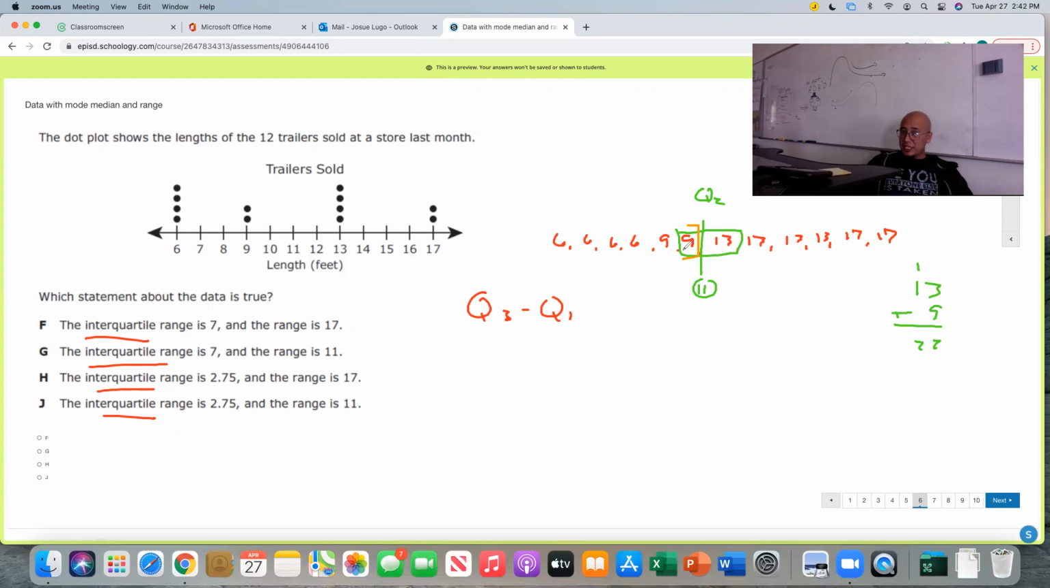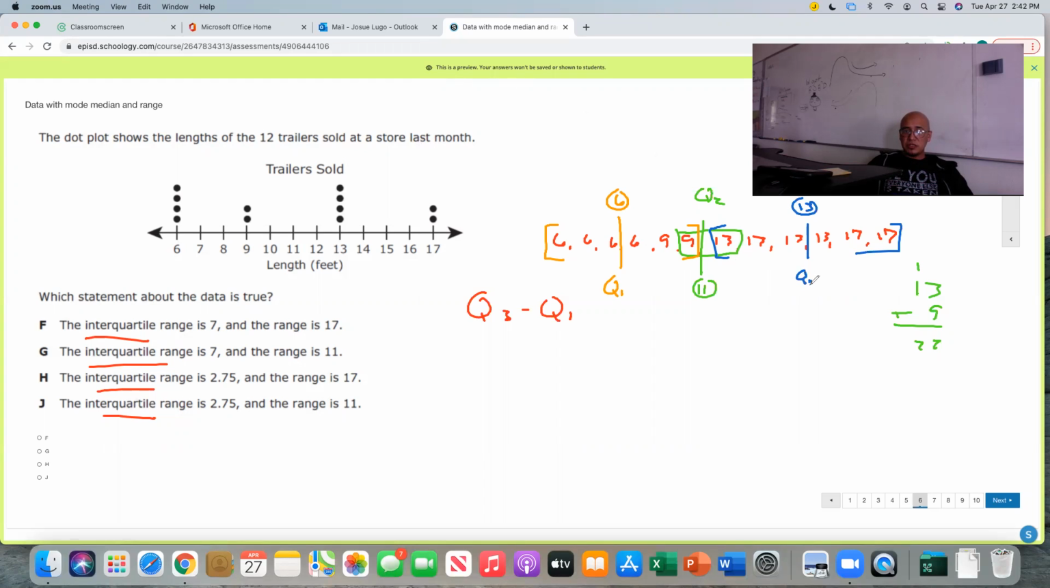Now, when I look at the lower half, 9 is not the median, neither is 13, meaning 9 is part of the lower half, and 13 is part of the upper half. So let's look at the lower half, including this second number 9, and look at which is the one in the middle here. So here I have 6 numbers. So it's going to be between 6 and 6. 6 plus 6 is 12 divided by 2. So Q1 is 6, and Q3 would be 13, because 13 plus 13 is 26, and 26 divided by 2 is 13.